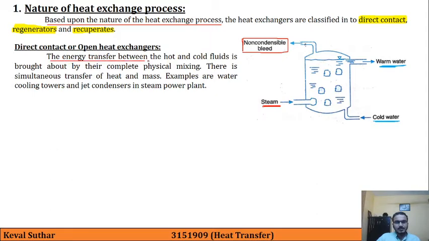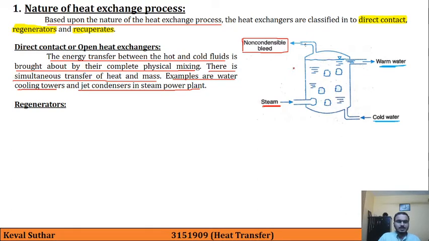The energy transfer between hot fluid and cold fluid is brought about by their complete physical mixing. So as you can see here, there is a complete physical mixing happening. There is simultaneous transfer of heat and mass, and examples are water cooling towers and jet condensers in steam power plant. So there is a complete mixing of hot fluid and cold fluid here. Second case is regenerators, that is written over here.